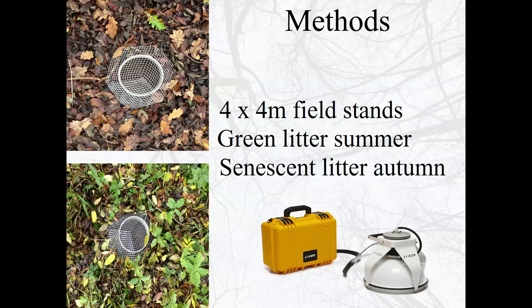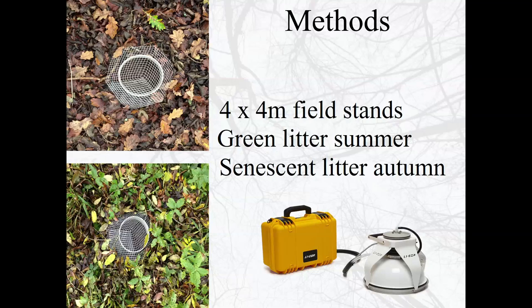To do this, I designed a long-term field experiment in Wytham Woods in Oxford, in which I selected 4x4 meter stands. I decided to work with ash and oak, which were two of the most common species in the area, and I also included a mixed species treatment. I selected my stands based on the median density of those species, so three or more adult trees of those species. And those are the pictures.